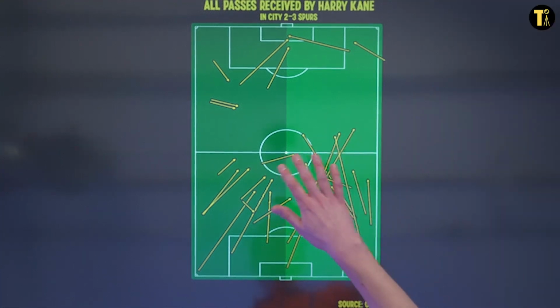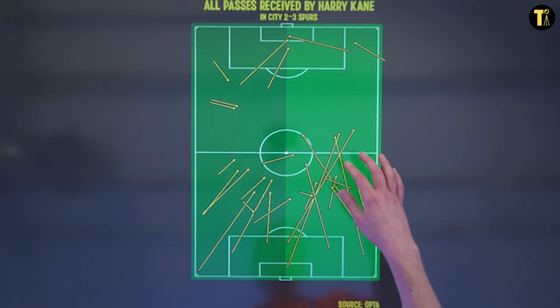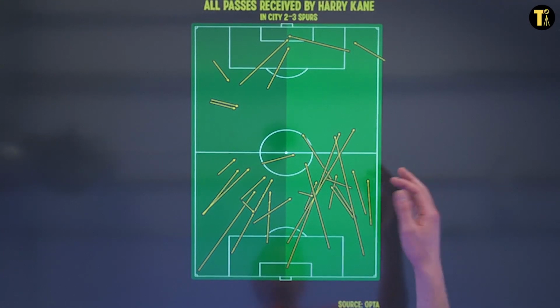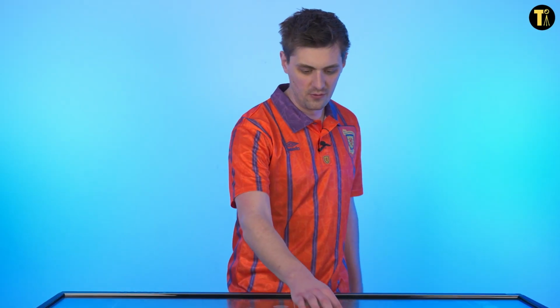This is all the passes he received in the 3-2 win over City. And you can see they're all here. They're all deep, which is good. But he's also incredibly important for scoring the goals for Spurs, as we know, because that was his original thing. He is 2 players in 1.